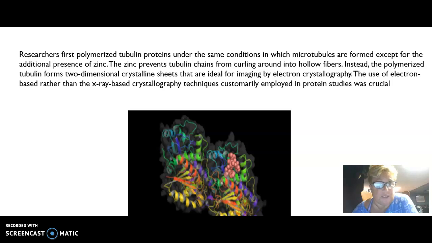Researchers first polymerized tubulin proteins under the same conditions in which microtubules are formed, except for the additional presence of zinc. The zinc prevents tubulin chains from curling around into hollow fibers. Instead, the polymerized tubulin forms two-dimensional crystalline sheets that are ideal for imaging by electron crystallography. The use of electron-based rather than X-ray-based crystallography techniques customarily employed in protein studies was crucial.